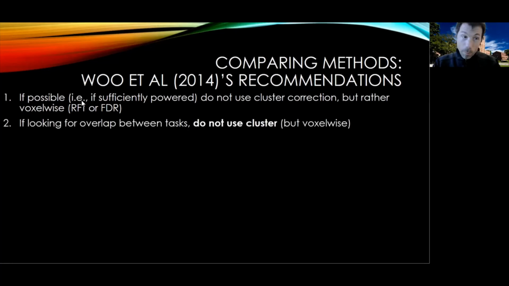This instead, I think they do make a good point. If you're looking at overlap between two tasks, finding clusters that overlap does not guarantee that there are significant voxels that overlap. Again, because while you find a cluster, you don't know that all voxels in there are significant. So if you want to really do overlap between two things, probably you should be using a voxel-wise type correction. Of course, it's a trade-off. You will be suffering from other issues, for example, if you do an FDR or if you do a random field theory at the voxel-wise level. As always, it's a trade-off.